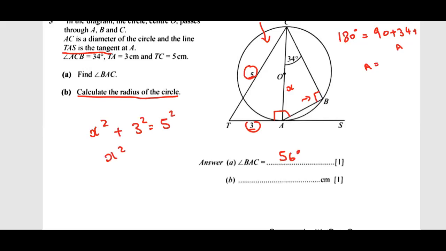So x square would be 5 square, that is 25, minus 3 square, that is 9, and x is going to be 4. So the length of AC is 4. We were asked to figure out the radius, so it would be half the diameter. So 4 by 2, that is 2. This would be the answer, right? This would be 2 and this would also be 2, because radius is half of the diameter.